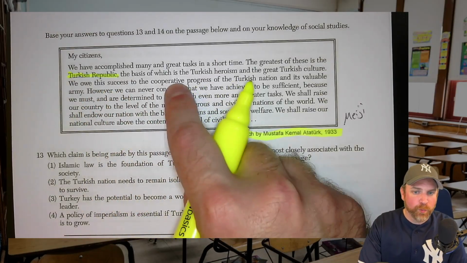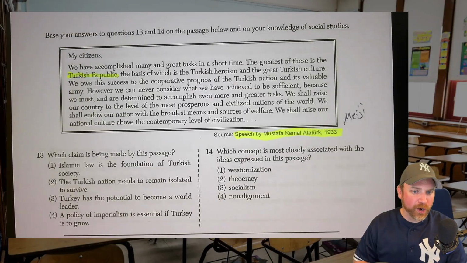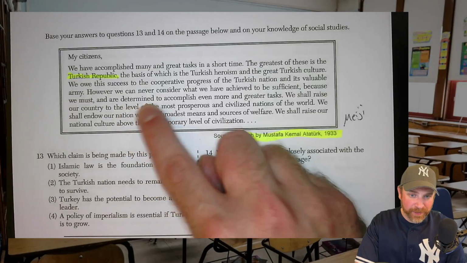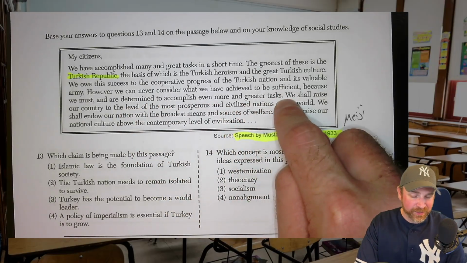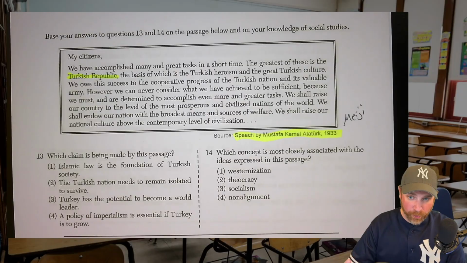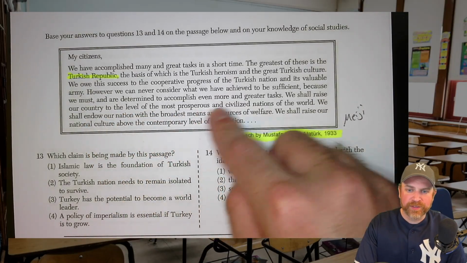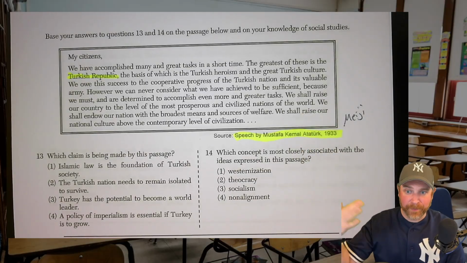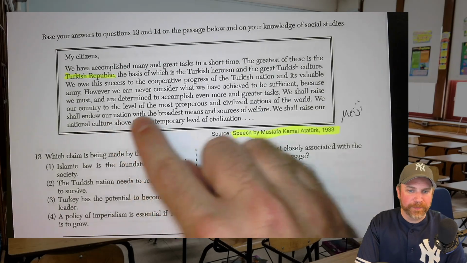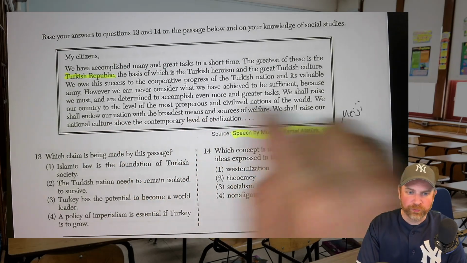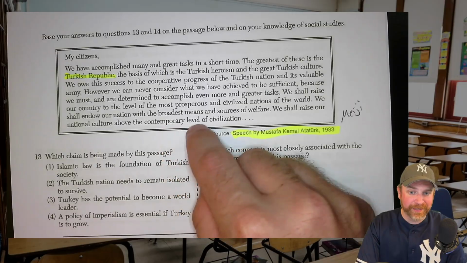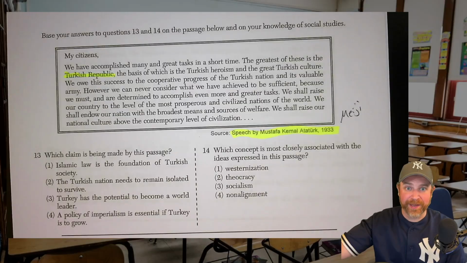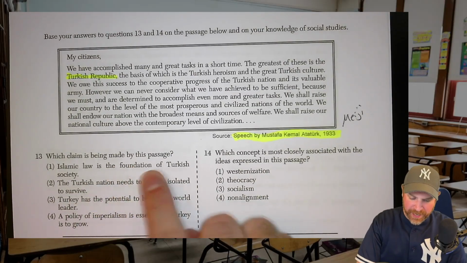We owe this success to the cooperative progress of the Turkish nation and its valuable army. However, we can never consider what we have achieved to be sufficient, because we must and are determined to accomplish even more and greater tasks. So they're gonna have to modernize and strengthen themselves a lot more. We shall raise our country to the level of the most prosperous and civilized nations of the world. Right? So they're going to bring themselves up to the rest of the world. They're going to modernize and get up to date. We shall endow our nation with the broadest means and sources of welfare. We shall raise our national culture above the contemporary level of civilization. So we're going to catch up, and then we're going to leap forward and be like a leader on the world stage, right? So which claim is being made by this passage?